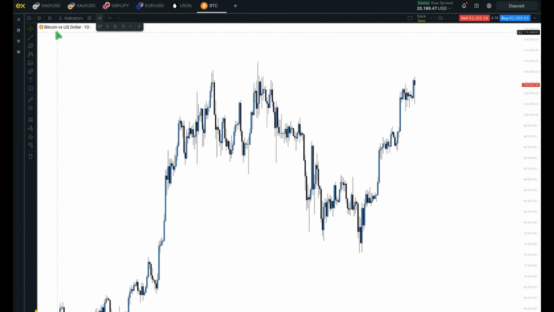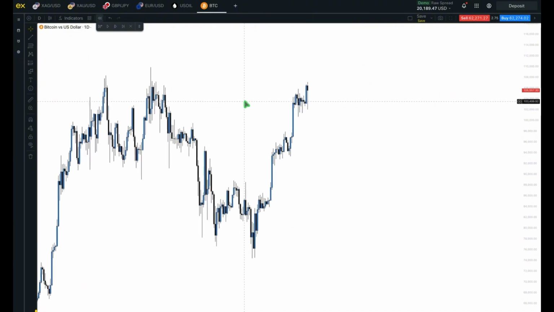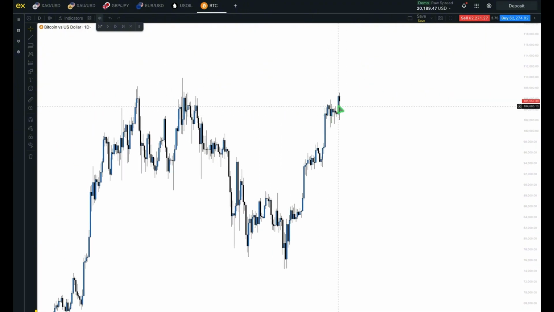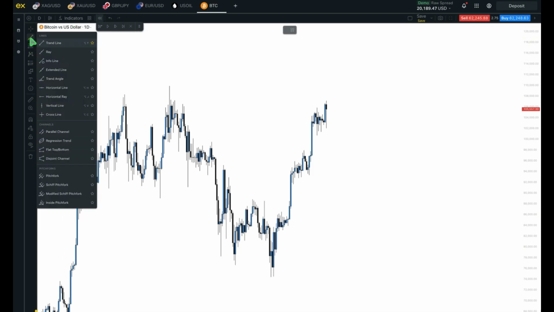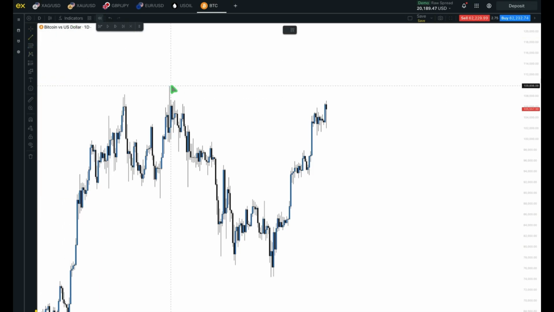Here you can see we are using Bitcoin USD chart and the daily time frame. But as I said, you can use any asset and any time frame. I will explain this strategy and backtest it at the same time, and that way it will be easier for you to understand. The first thing we need to do in this strategy is mark any previous all-time high.